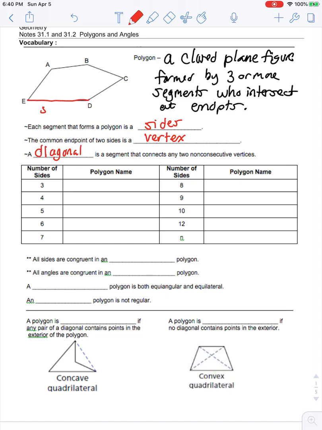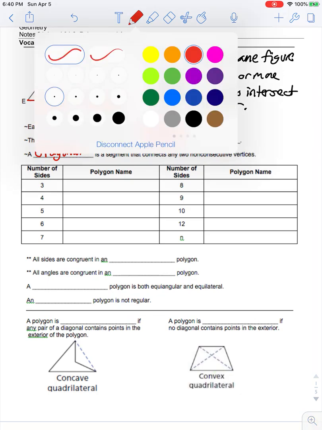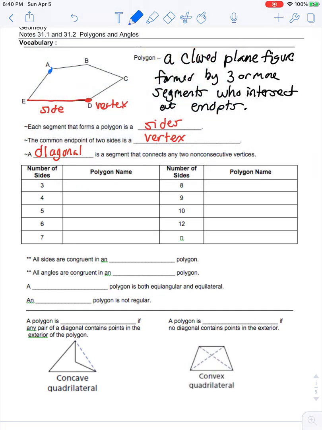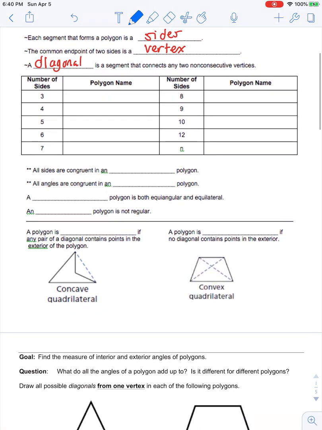So for example, on the diagram above, this would be considered a side. This point where they intersect is a vertex, and a diagonal can be drawn from any vertex, let's say vertex A, to a non-consecutive vertex. Now keep in mind, we can draw multiple diagonals in a polygon.